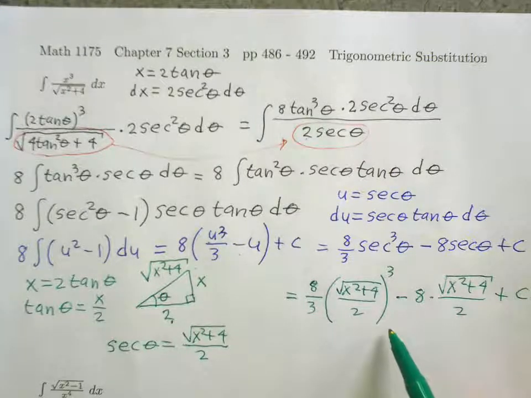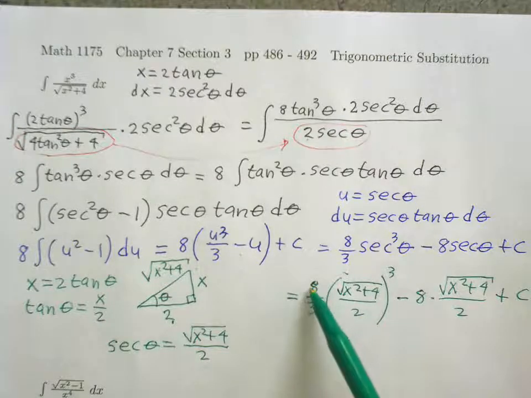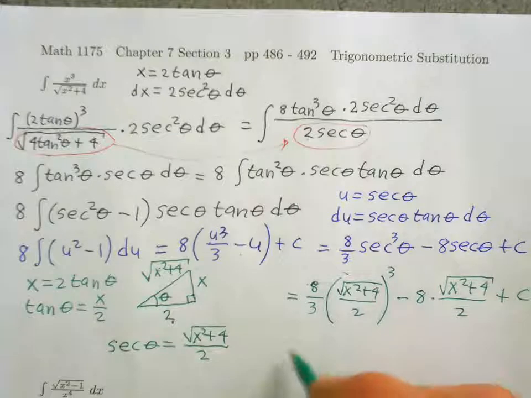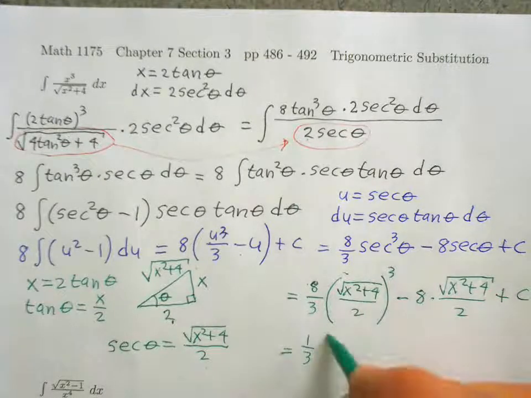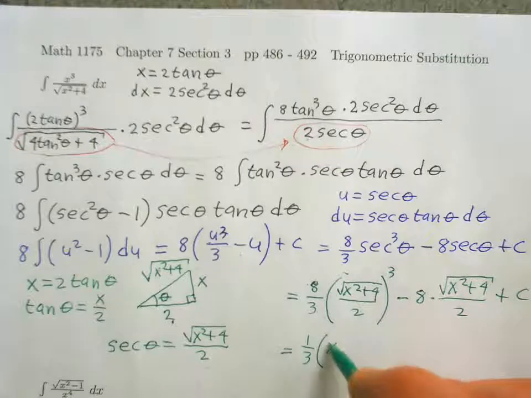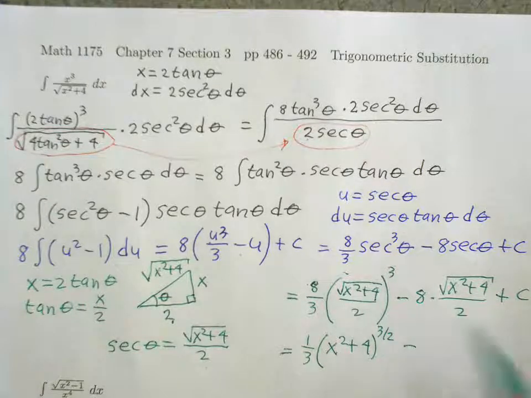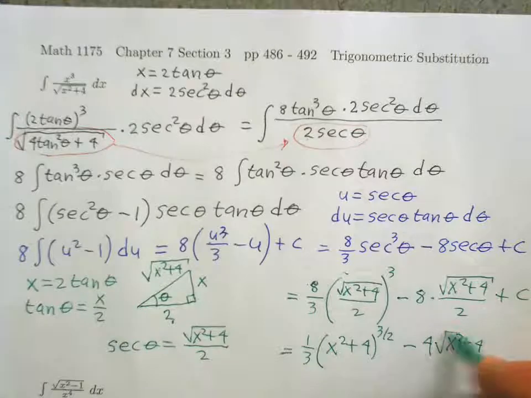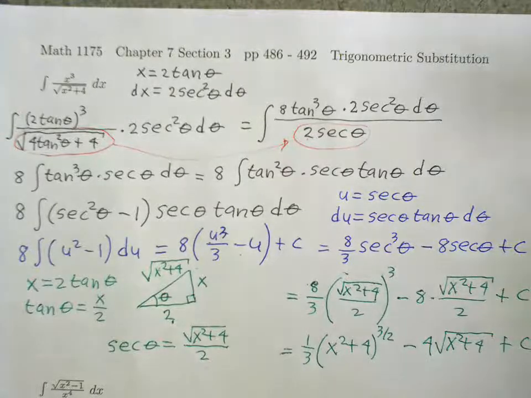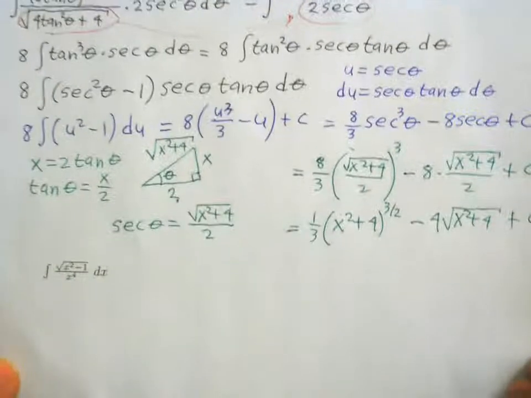We can simplify a little bit more. So when we raise this expression to the third power, we're going to get 8 in the denominator, and 8 divided by 8 is 1. So this is going to be 1/3. And then we know that the square root of x squared plus 4 is the same as the quantity x squared plus 4 to the 1/2. So when we raise that to the third power, we'll get the quantity x squared plus 4 to the 3/2. And then we simplify this one, common factor of 2 cancels, so we get minus 4 times the square root of x squared plus 4, and then plus a constant. Okay, so that completes that integral. Let's take a look at the next one.